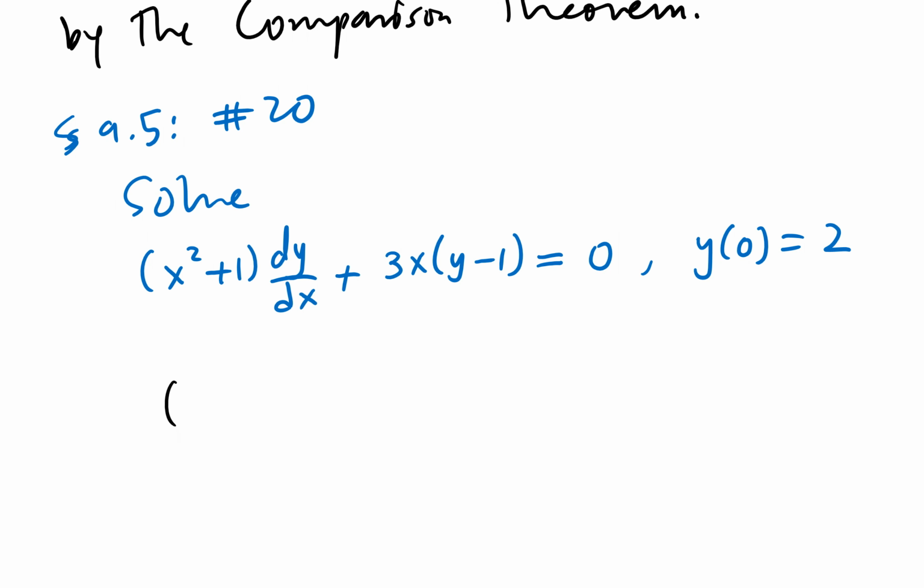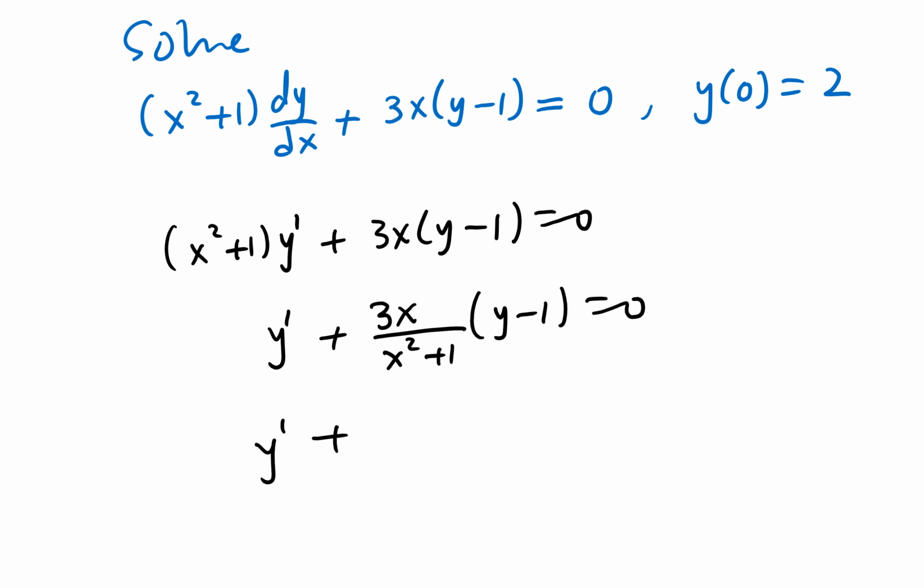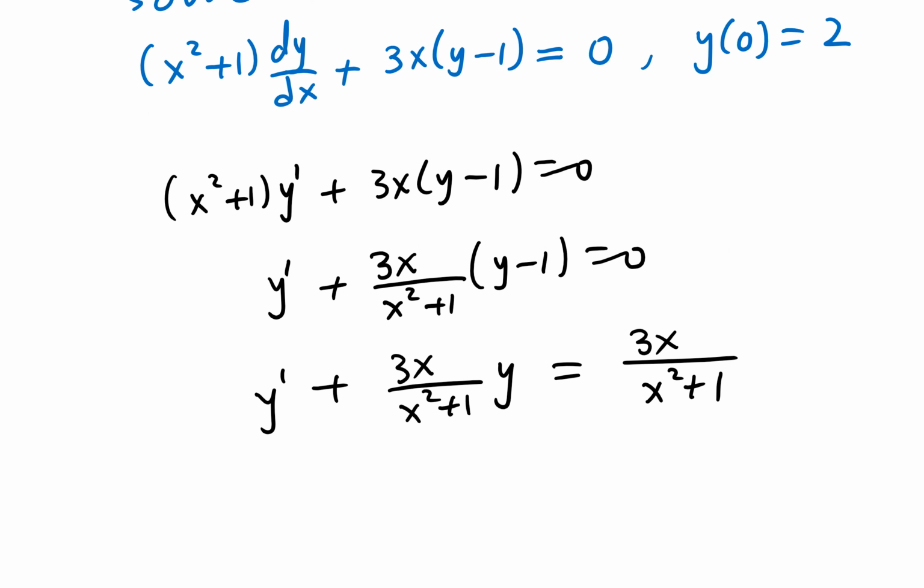Here you can tell this is y prime, and divide everything by x squared plus 1. Then we need to distribute this 3x over x squared plus 1 y, which you can move to the other side, or add to the other side, and get 3x over x squared plus 1. This is a linear differential equation. It's not separable.